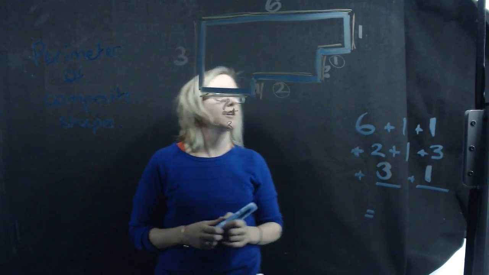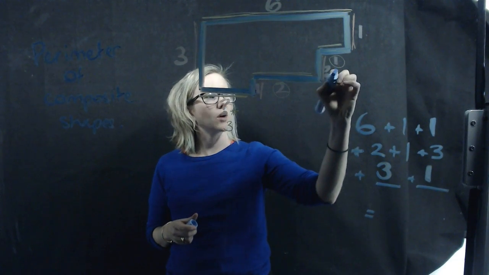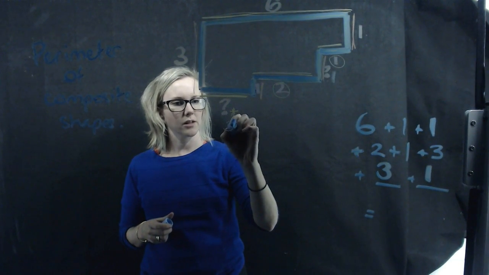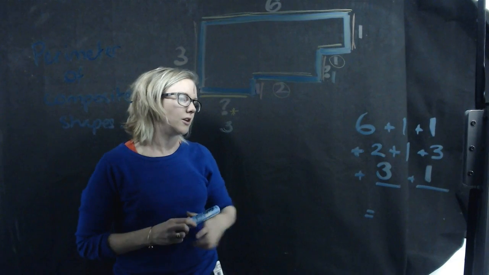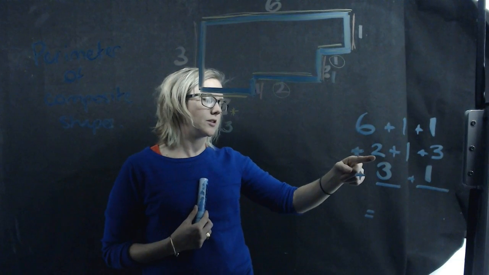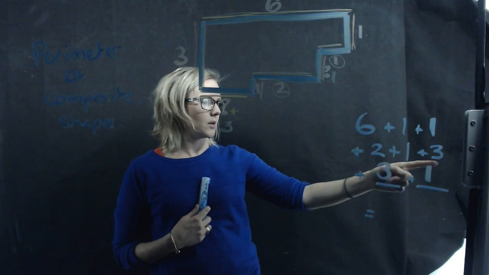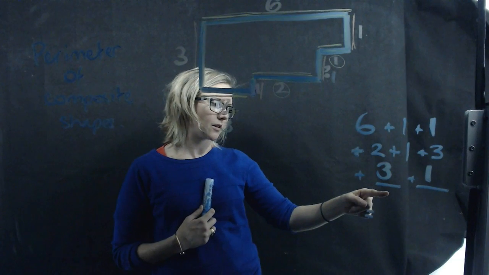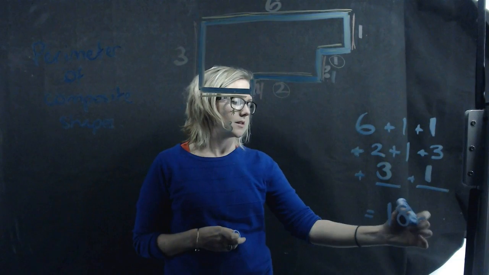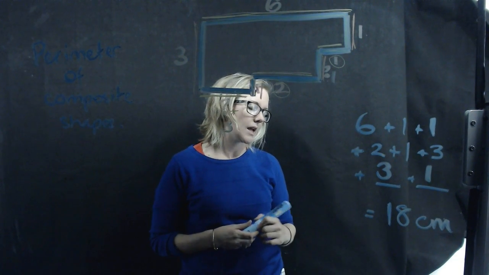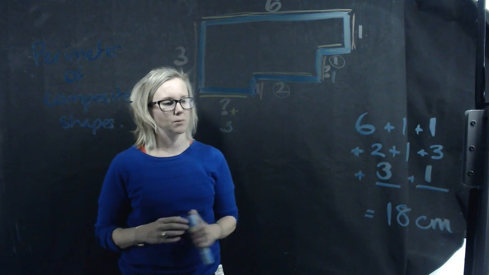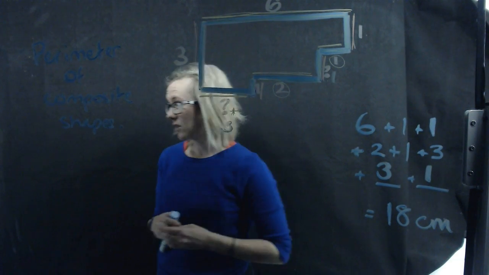Alright, now all we need to do now that we know all of the sides, and you can write them in as well, so that one was 1, and this one was 3, I already wrote that in. You can add them all together. So 6 plus 1, 7, plus 1 is 8, plus 2 is 10, plus 1 is 11, plus 3 is 14, plus another 3 is 17, plus 1 is 18, okay? Centimetres in this case, and we don't need to write squared or cubed because it's a length measurement, so it's just centimetres by itself. Alright, I'll do another example for you.